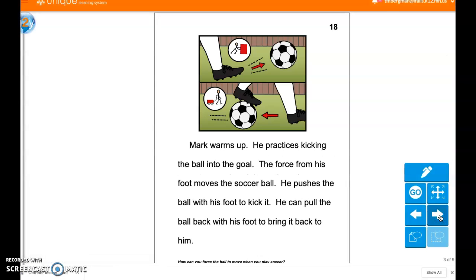Mark warms up. He practices kicking the ball into the goal. The force from his foot moves the soccer ball. He pushes the ball with his foot to kick it. He can pull the ball back with his foot to bring it back to him.